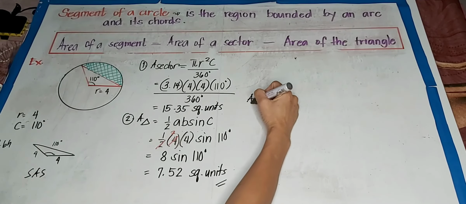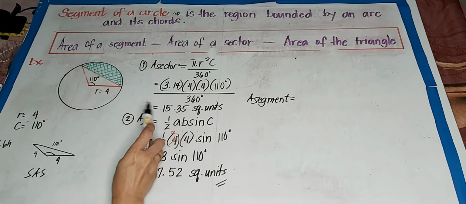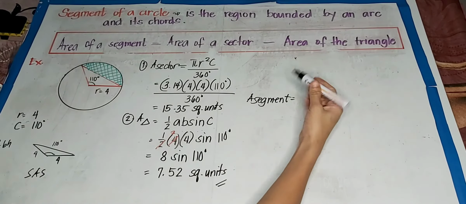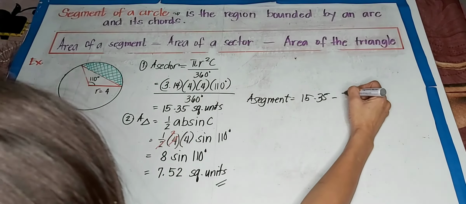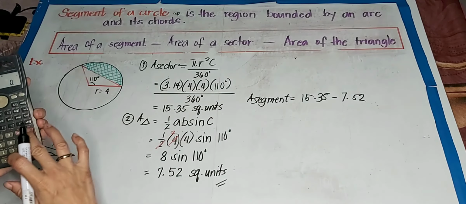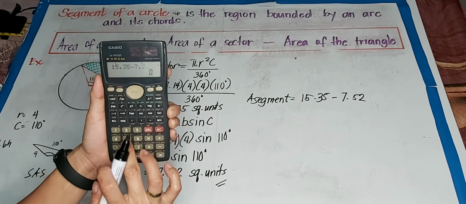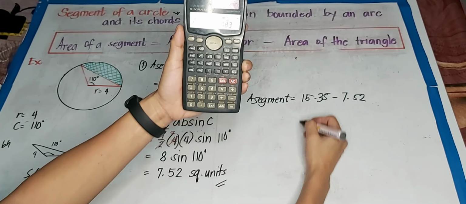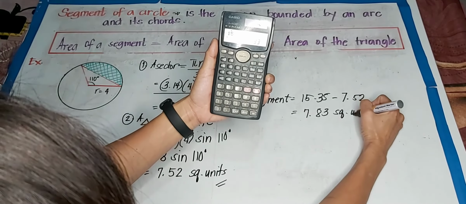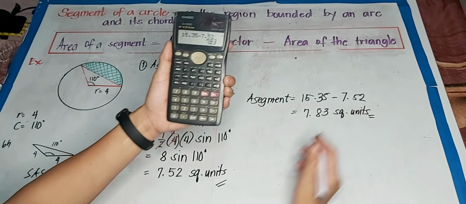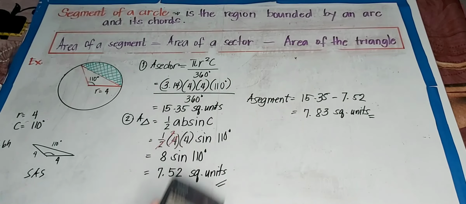Now, for area of the segment, eto na, the moment of truth. Ayan. Kunin natin ito, tsaka ito. Subtract natin sila. 15.35 minus 7.52. 15.35 minus 7.52 equals 7.83. Again, that's square units. So this is our answer. 7.83 square units.